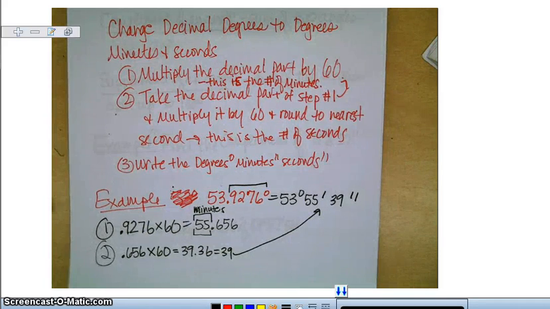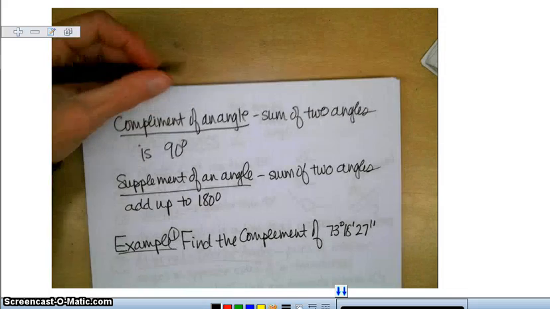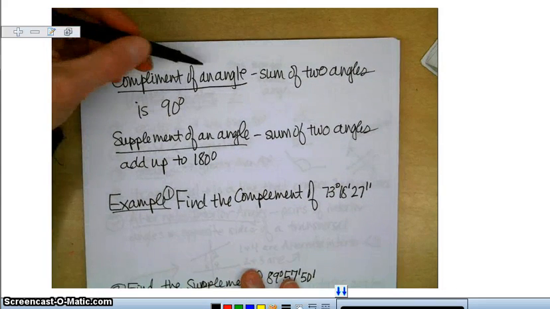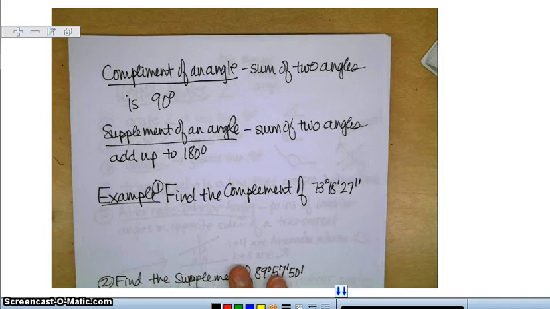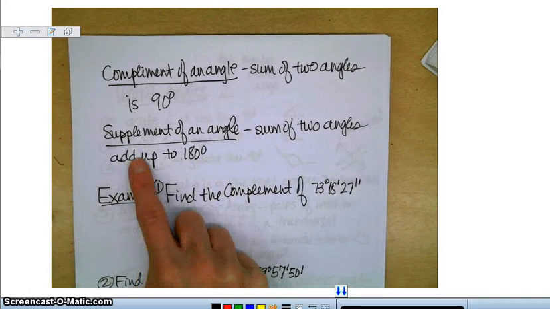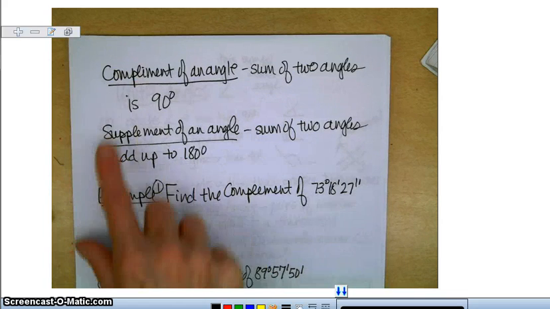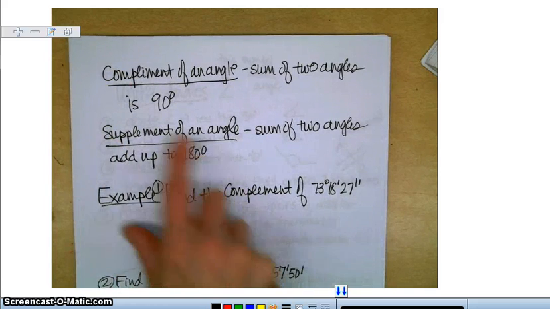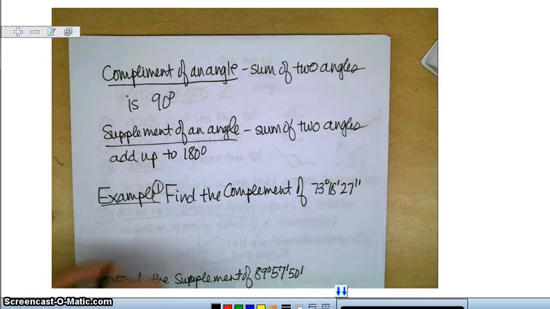The last thing in Unit 20 that you have to know is what the complement of an angle, or complementary angles, are. Complementary angles add up to 90 degrees. Supplementary angles add up to 180. The way I remember that is alphabetical order, smallest to biggest. C comes before S in alphabetical order, and 90 is smaller than 180. So the C goes with 90 degrees, the S goes with 180 degrees. That's how you can keep them straight.